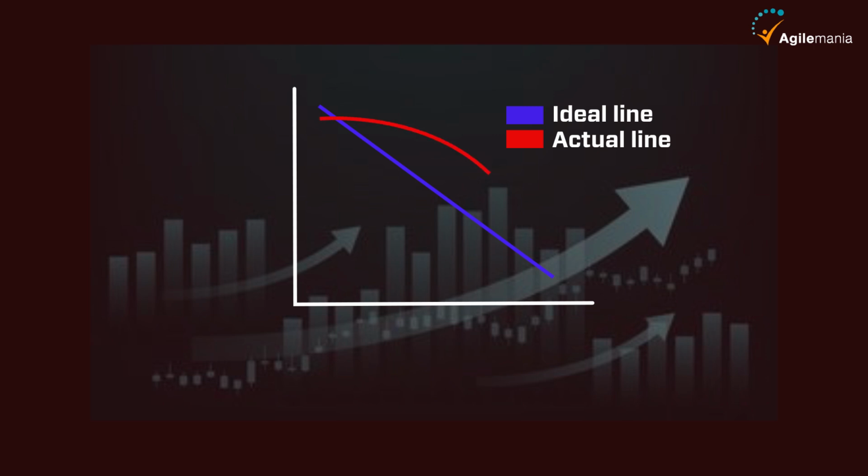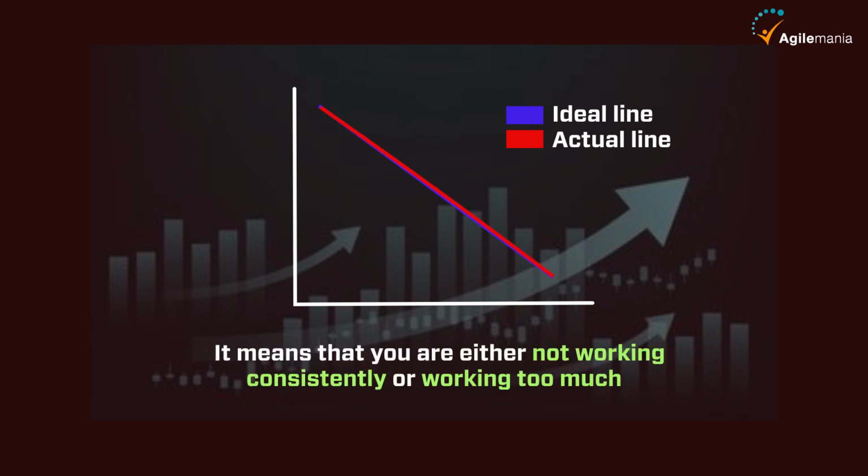If the actual line is above the ideal line, it means that you are behind schedule and you need to either remove some features or extend the deadline. If the actual line is flat or steep, it means that you are either not working consistently or working too much and you need to balance your workload.